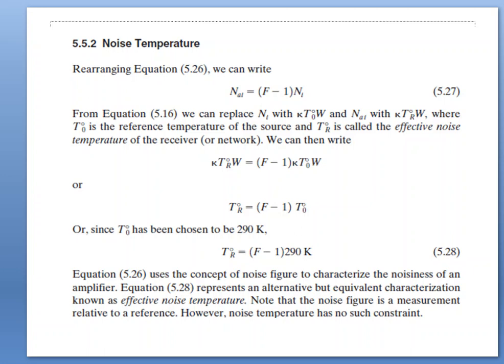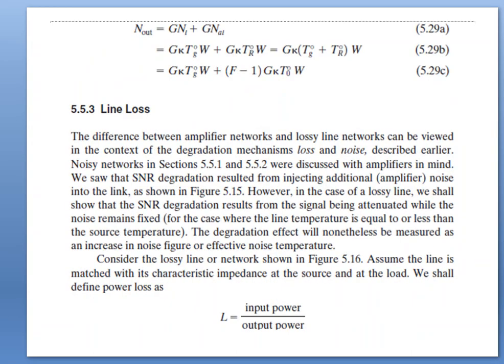Note that noise figure is a measurement relative to the reference. However, noise temperature has no such constraint. We are thinking of available noise spectral density and effective noise temperature in the above equation as equivalent ways of characterizing the noise sources. The equation tells us the noisiness of an amplifier can be modeled as if it were caused by additional noise sources operating at some effective temperature called Tr.